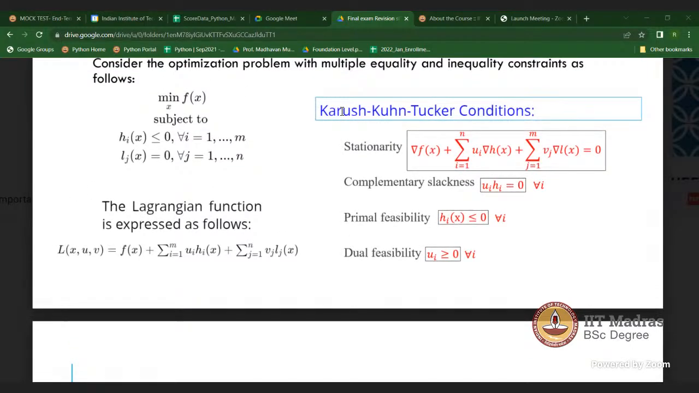Sir, I missed that complementary slackness part. I'm not able to understand. Is it that gap part? What is the complementary slackness, sir?